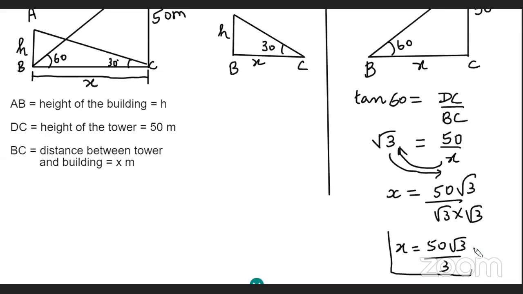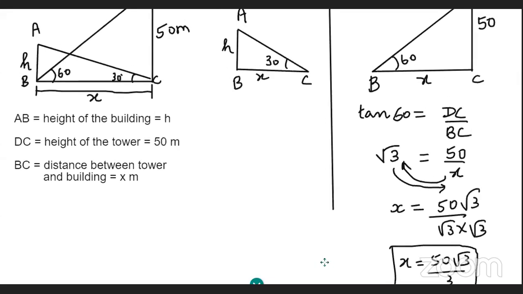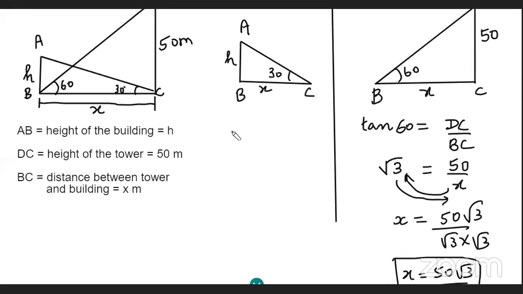I can't divide 50 right now. I'm not going to change it into decimal. I'm going to keep it like that. Now let's come to the first triangle. That is tan 30. Is it AB upon BC? Yes, ma'am. Tan 30 is 1 by root 3.